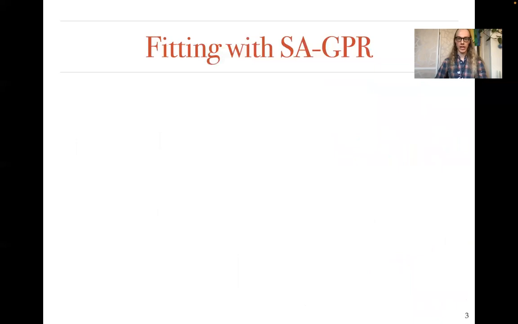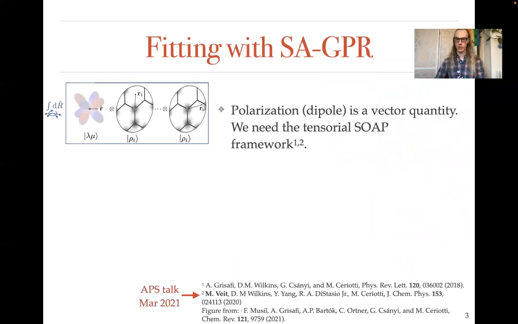Well, if you saw my APS talk from last year, you saw how we can use the symmetry adapted Gaussian process regression framework, SAGPR, to fit the dipole moment of molecules. Since the dipole moment is a vector quantity, we need a tensorial extension of the same SOAP framework that we use to fit the potential energy surface.